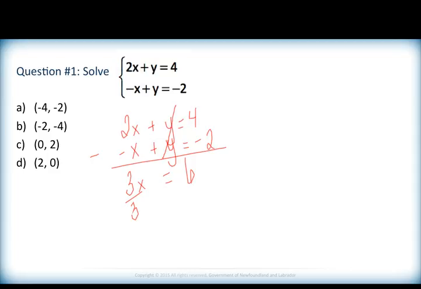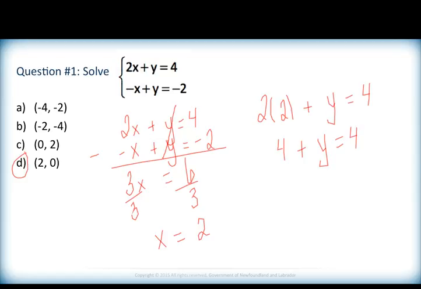We're going to divide by 3 on both sides, and x equals positive 2. As you can see, the answer is D. But we're going to continue on and solve for the y just to verify our solution. So 2 times 2 plus y equals 4. You could choose either equation here to substitute the answer of x equals 2. It doesn't matter. 2 times 2 is 4 plus y, which equals 4. If we take away 4 on both sides, of course, y will indeed equal 0.